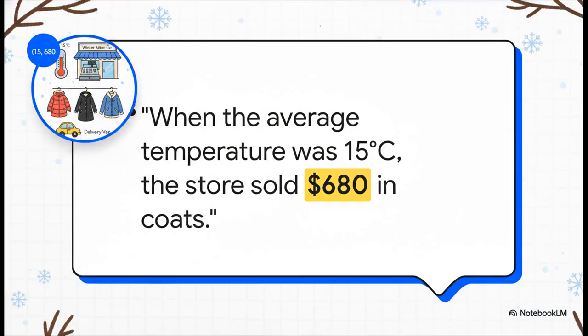So what's a point like (15, 680) telling us? Well, it's a complete one-sentence story. It means, in a month when the average temperature was 15 degrees Celsius, the store sold exactly $680 worth of coats. Every dot tells a story.